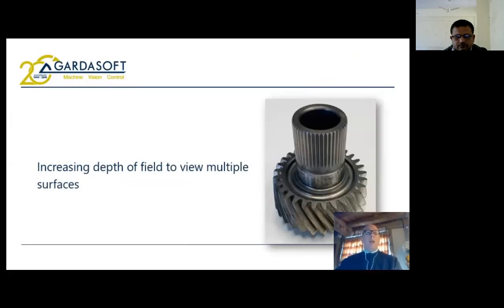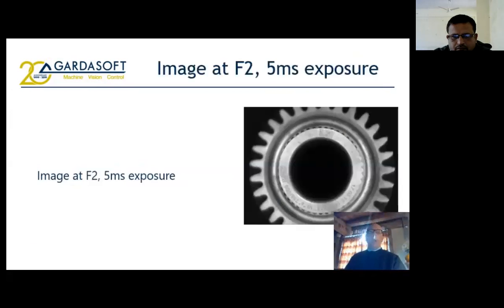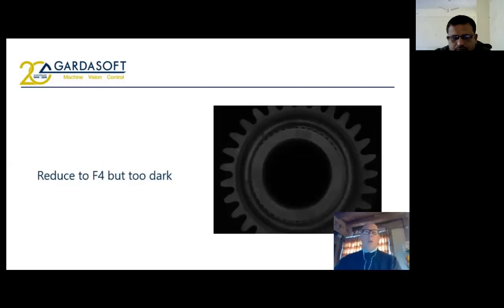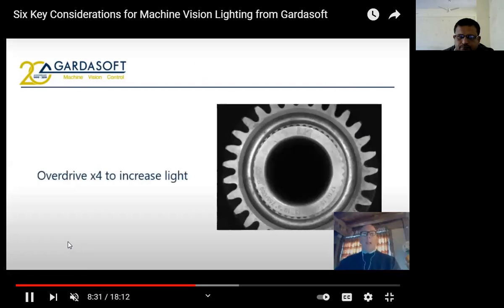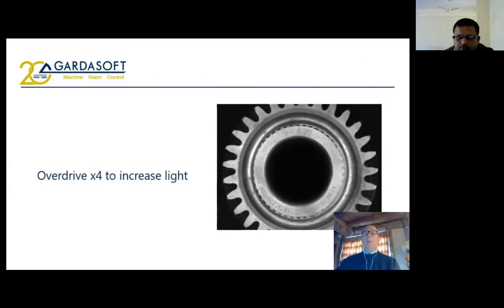I'm going to take you through 3 slides now showing an example of a benefit from overdriving the LED lighting. Here we have an object requiring 2 surfaces to be in focus. Under nominal conditions, only the top surface is in focus. The natural thing to do would be to stop down the aperture to increase the depth of field. Stopping down to increase the depth of field makes the image too dark. Overdriving the LEDs by 400% brings the image back to a satisfactory condition for processing.